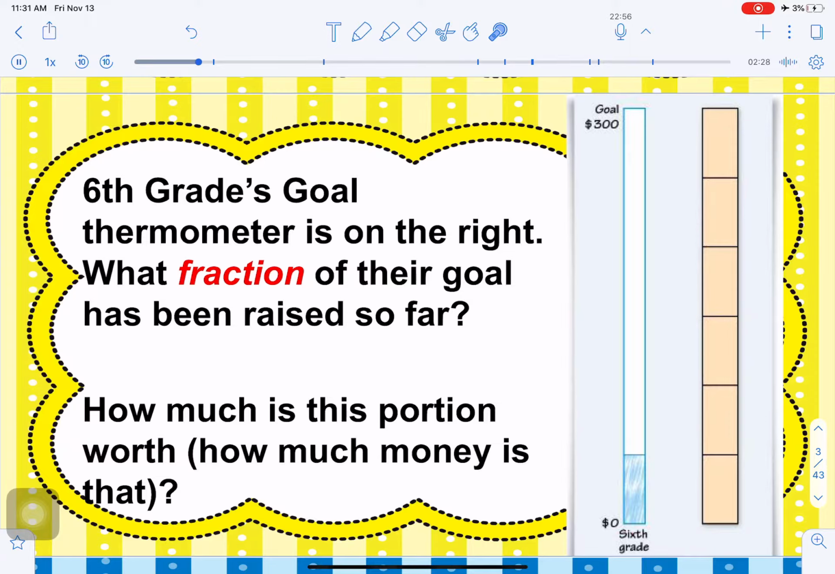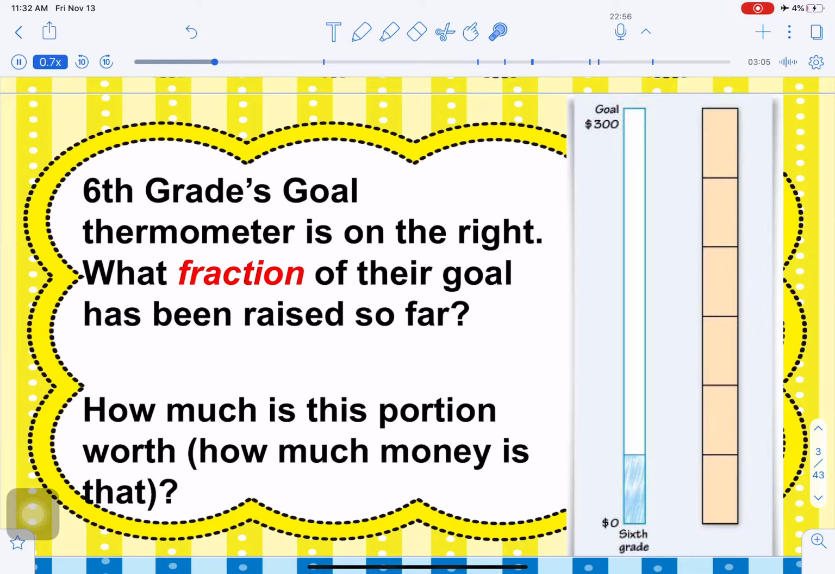Okay, hopefully you have an answer down. The next question is, how much is this portion worth in money? Okay, so how much money is that? And once again, you have very little information, but you can get to the answer by using what you know about the fraction of what this bar is, or what the portion is, and the total goal. Okay, so go ahead, pause the video. When you think you have an answer, go ahead and unpause it and finish watching this.